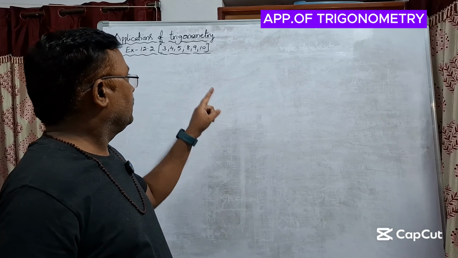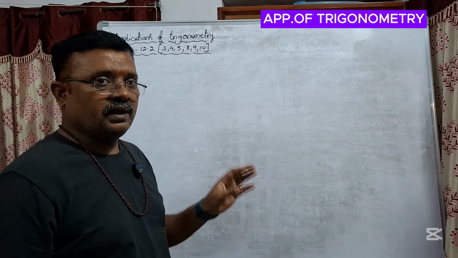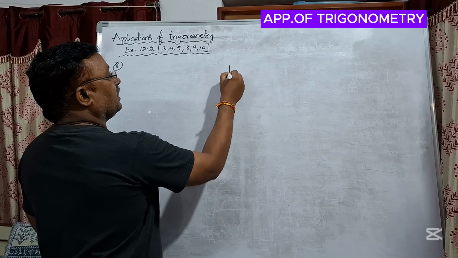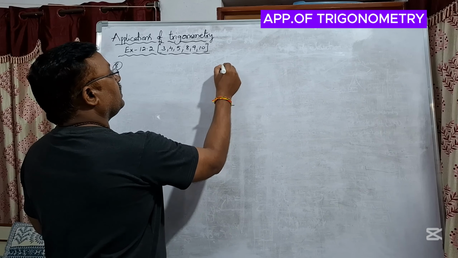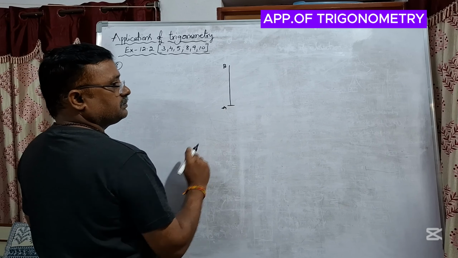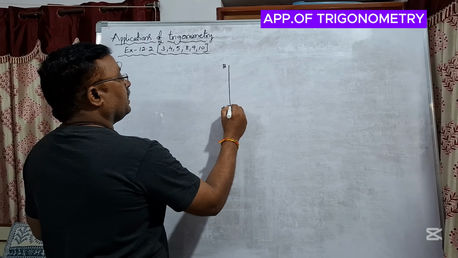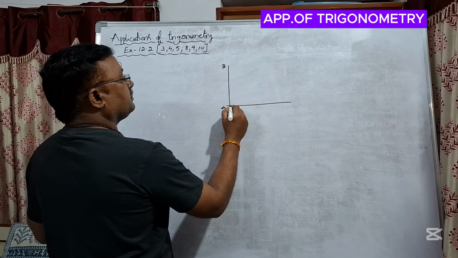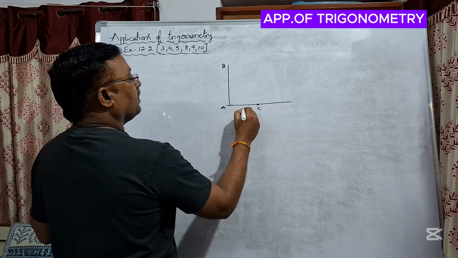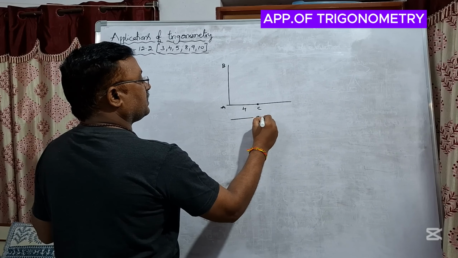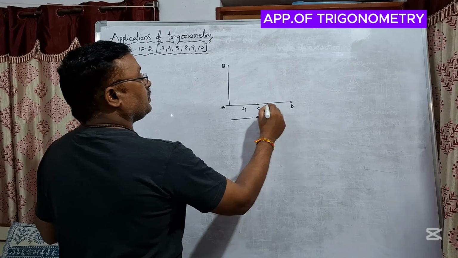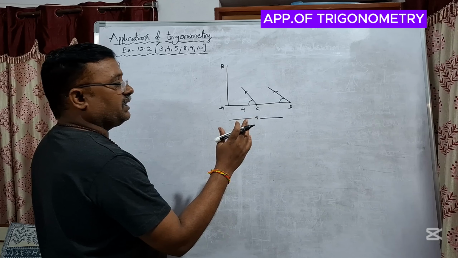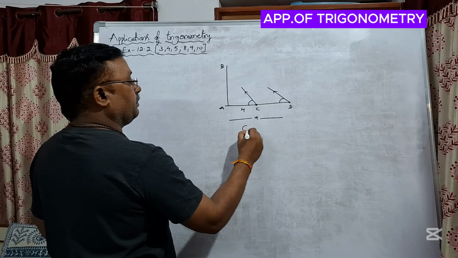Okay, now observe that eighth problem. Nana, in this question, the data is giving that there is a tower AB on the level ground. From two observation points which are 4 meters away and 9 meters away, two observation points are there. They are making angles of elevation which are complementary.